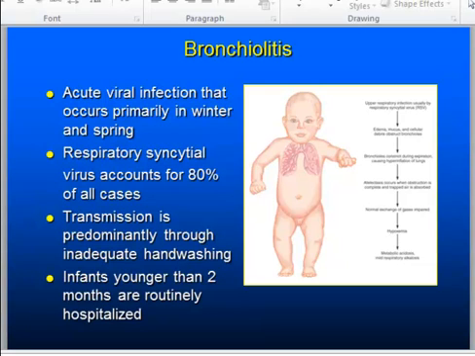This acute viral infection occurs primarily in the winter and spring. Transmission is predominantly through inadequate hand washing, and infants younger than 2 months are routinely hospitalized for this.